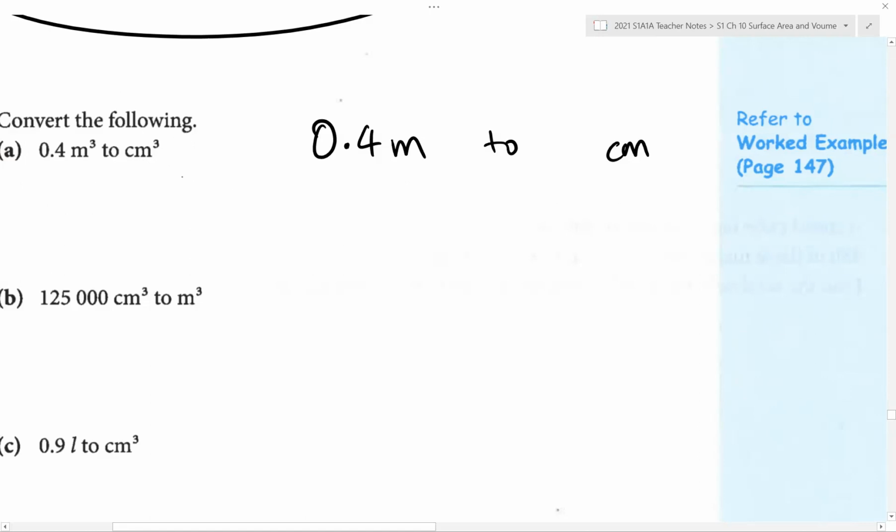How do you convert from meter to cm? Divide by 100? Let's see what happens if you divide by 100. What do you get? 0.4 divided by 100. 0.004.